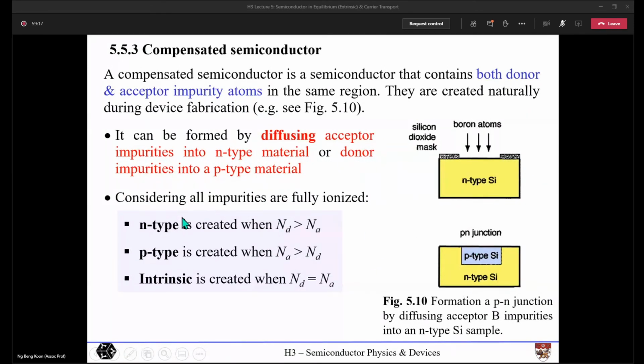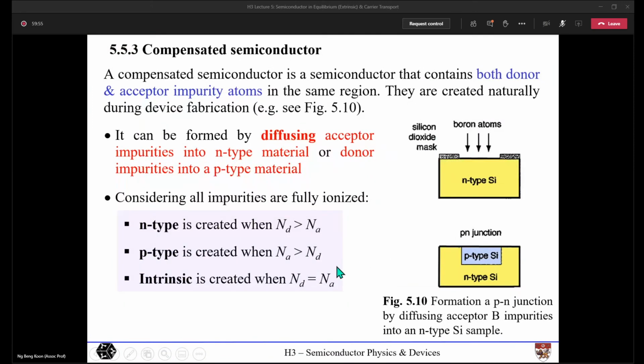Of course, the first is the n-type, which is when you dope both acceptor and donor, and your net donor doping is greater than the net acceptor doping. Then after you cancel out, there's still a balance of donor doping, so that will make the semiconductor n-type on average. Similarly, if your Na is greater than Nd, then the balance of acceptor doping, after compensating for Nd, will make the semiconductor p-type.